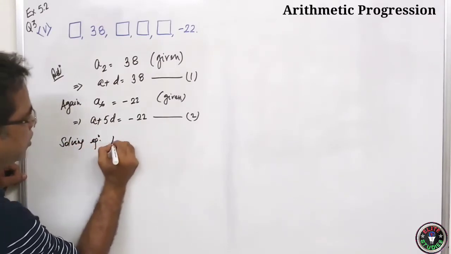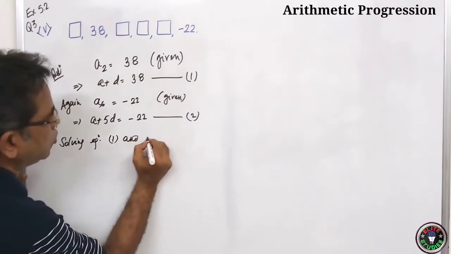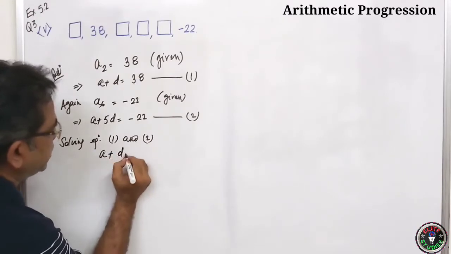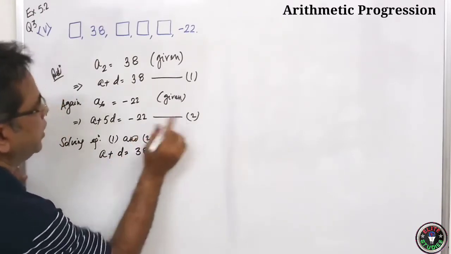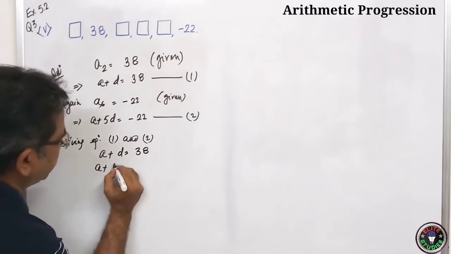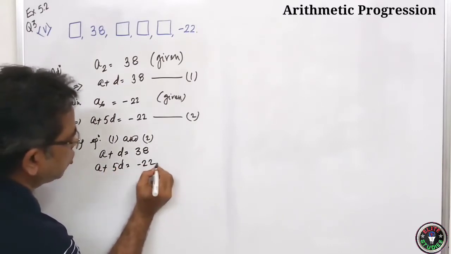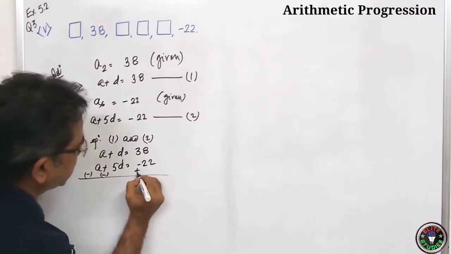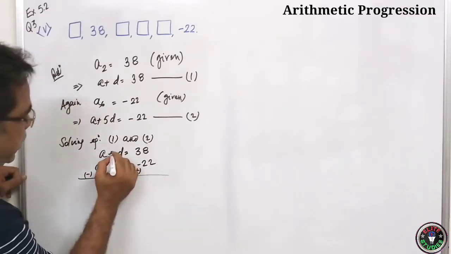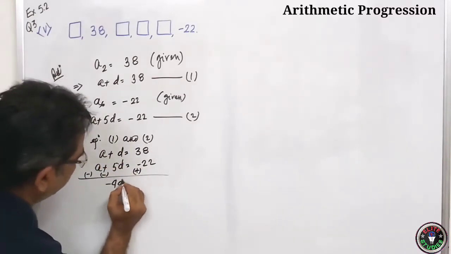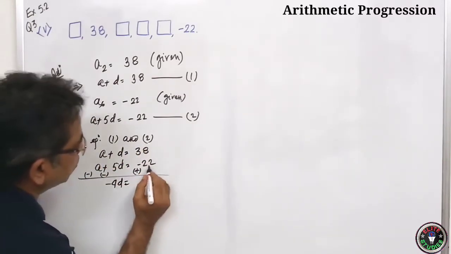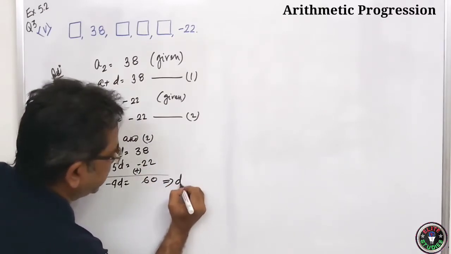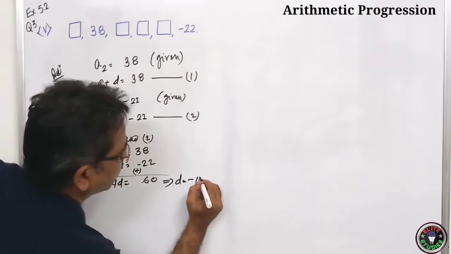Solving equation 1 and 2. What is 1? A plus D is equal to 38. And what is 2? A plus 5D is equal to minus 22. So it is plus, it is minus, it is plus, it is minus. A cancels. Now D minus 4D is equal to 38 plus 22, which is 60. So this gives D is equal to minus 15.